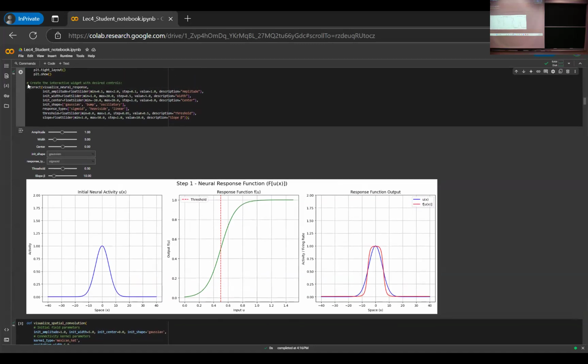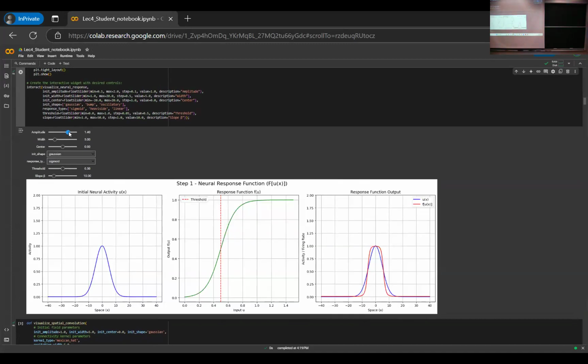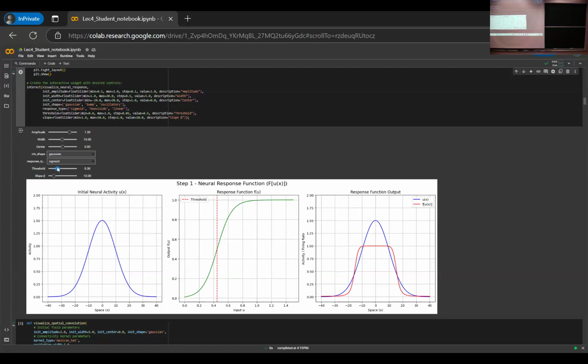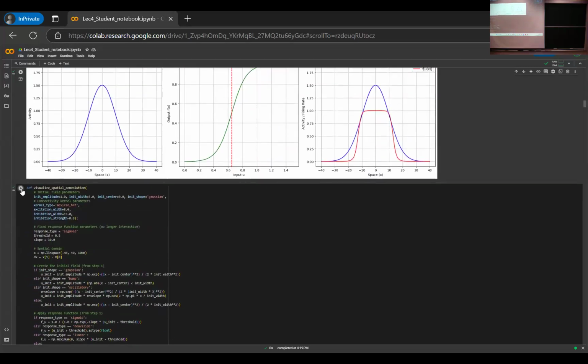Let me see if it's running. Yeah. So depending on the initial condition of our field, you can see how that translates into firing rate. This is a pretty straightforward operation, just translating that membrane potential into firing rates. We've seen this multiple times before in the other tutorials as well.